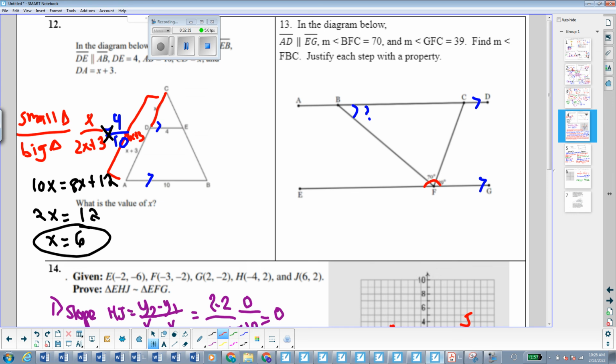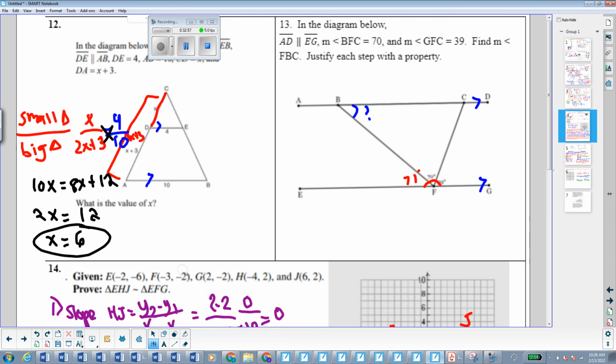So what I'm going to do is add 70 plus 39, and I get 109. And I'm going to subtract that from 180. So 180 minus 109 gives me 71 degrees for this angle over here.